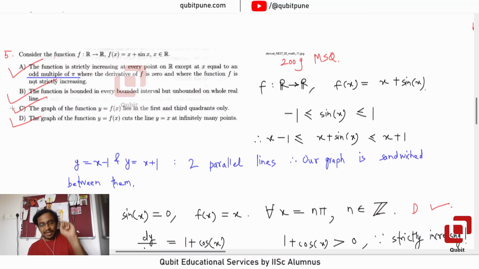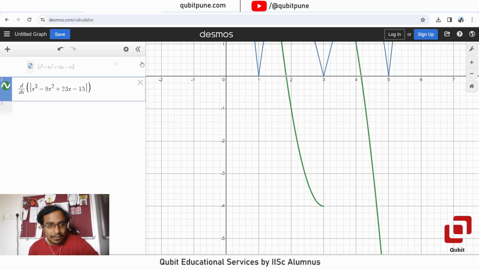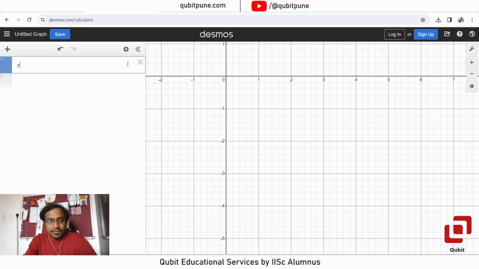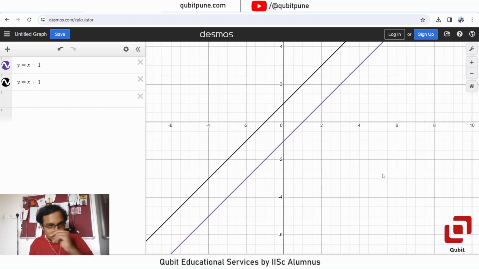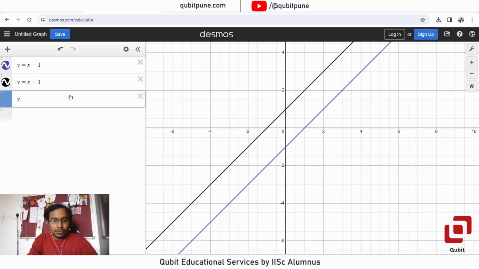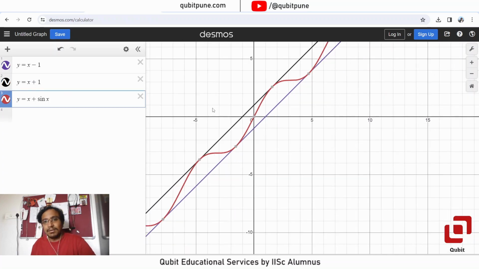Any doubt? Shall I explain it again? No doubt, sir. No? Let's check it here. First, the two lines x minus 1, x plus 1. Our graph will be sandwiched between the two. That's true, and you can see that it's clearly in the third quadrant and first.